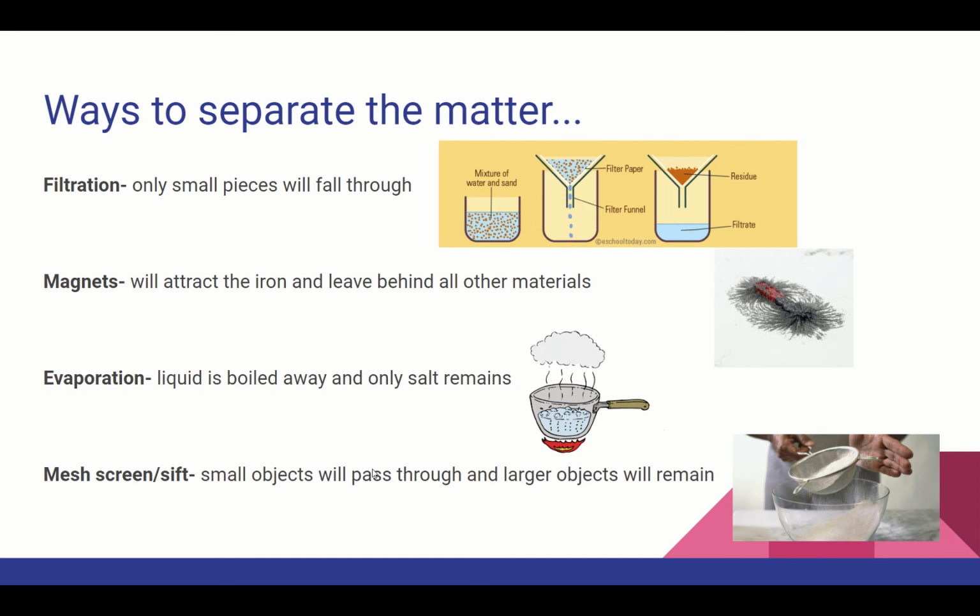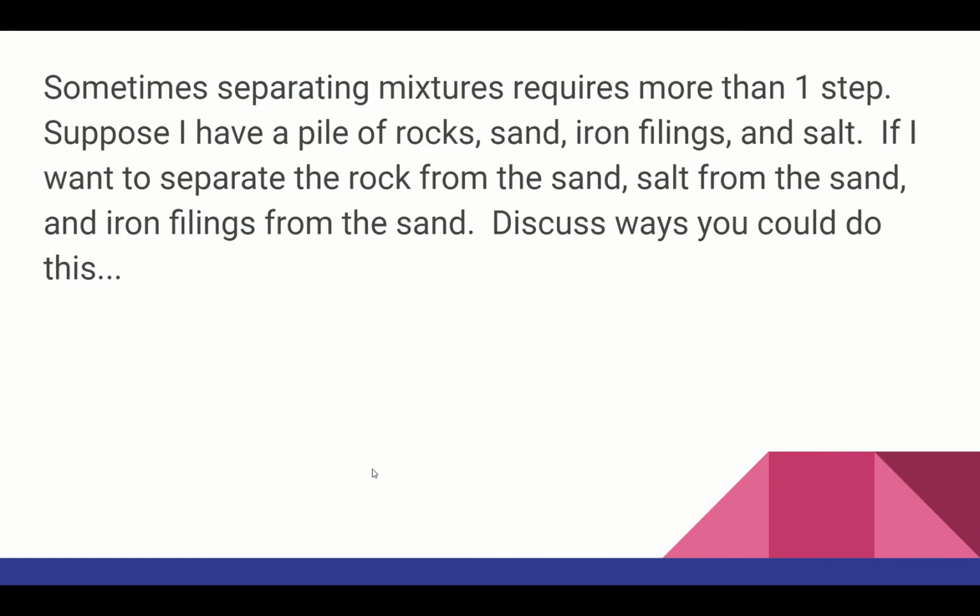So I want to go back to this example, and let's talk through how you would separate it. So we could filter the rocks out. We could filter the rocks so that only the sand, the iron filings, and the salt went through. Okay. So the rocks we've filtered out. The sand and the iron filings and the salt, and we could do these actually in either order.